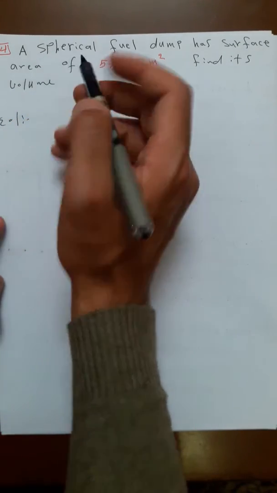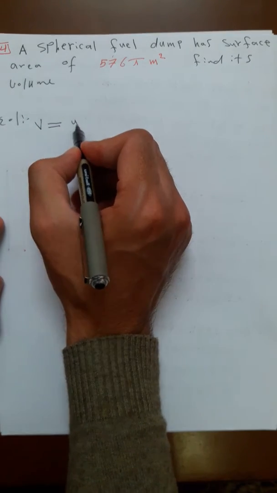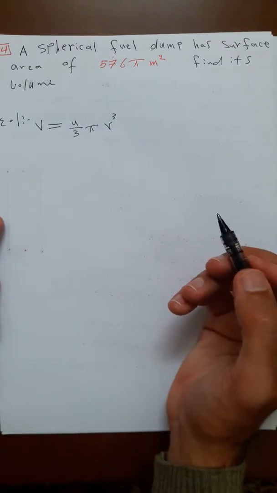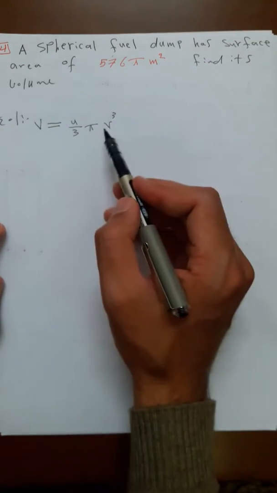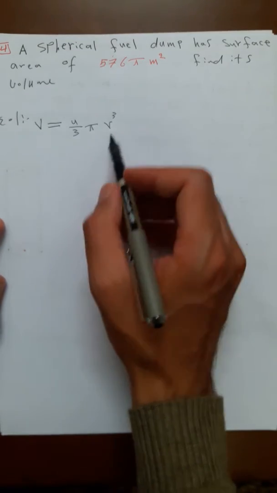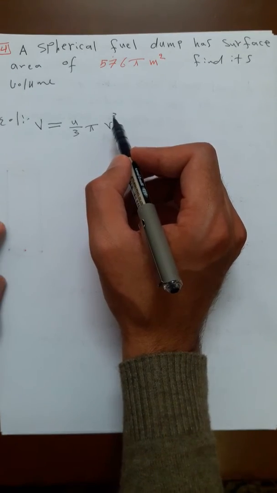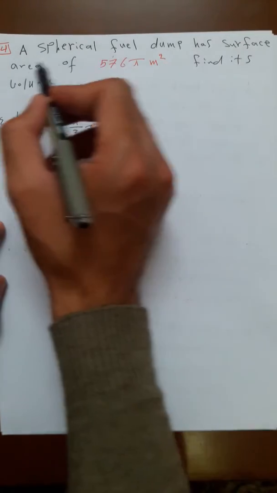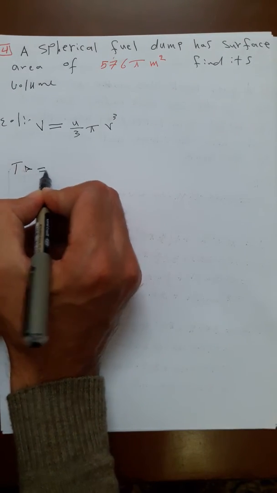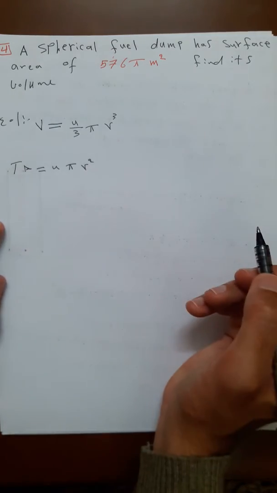What's the shape? The shape is a sphere. So the volume of a sphere is V equal to 4 over 3 pi r to the power 3. To find the volume, I need the radius of the sphere. Now, to find the radius, I will use the rule of surface area of the sphere, or total area. Total area is equal to 4 pi r square.